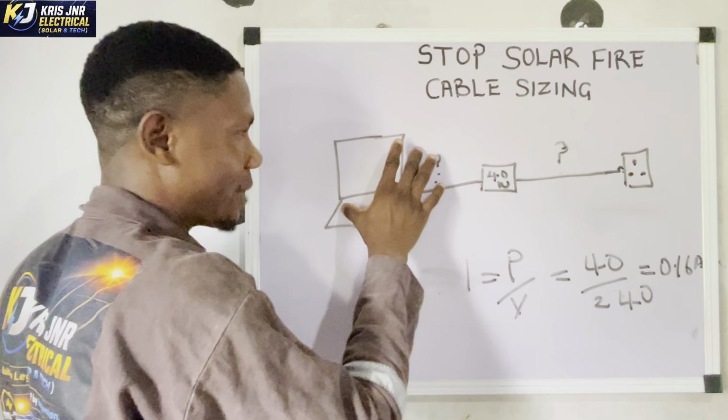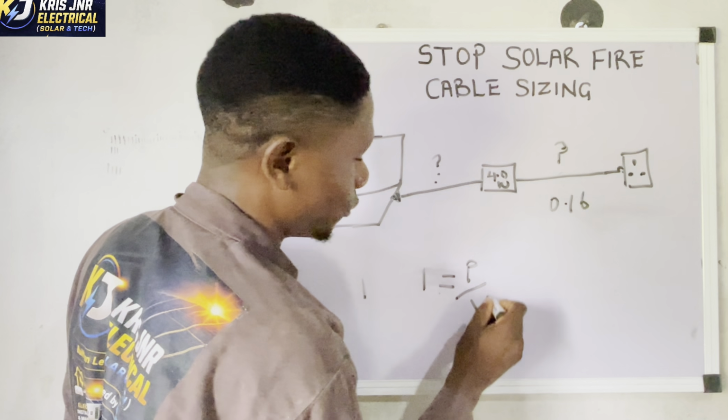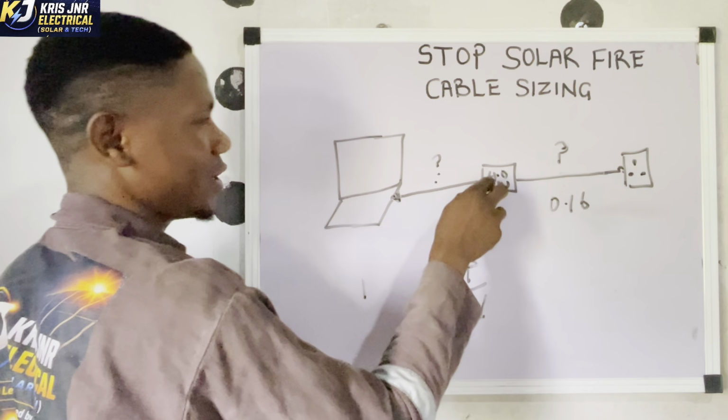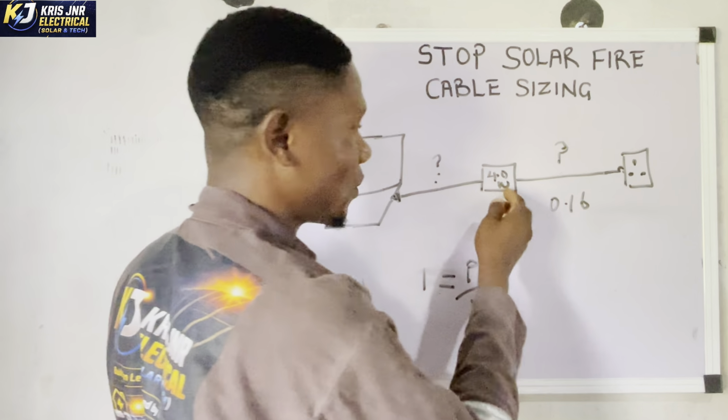Now let's apply the same formula. Anywhere you see a cable in a solar setup, apply that power formula to calculate the current, and then you'll be able to size your cables. Now we're also going to calculate the current here. Current equals power over voltage. Take note, this is a 40 watts charger. It is sending 40 watts to the system because the system needs 40 watts. So 40 watts is flowing through this cable.